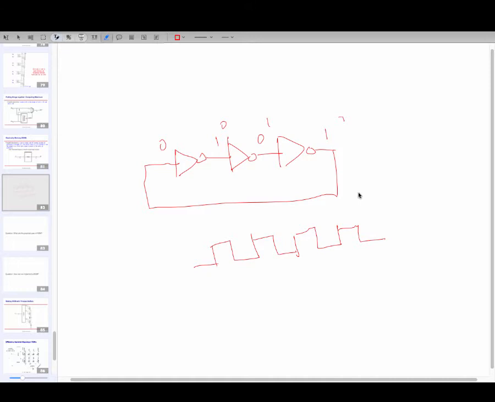So on a PC, you may have a 40 megahertz crystal oscillator, but your processor is operating at 4 gigahertz in his case, so you have to multiply it by a huge factor.